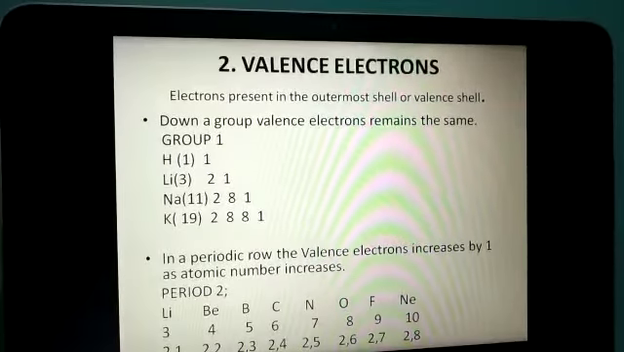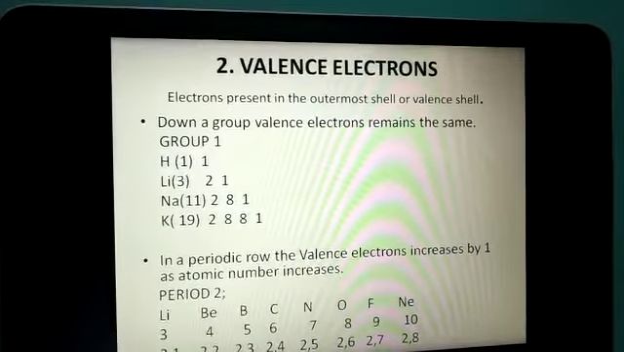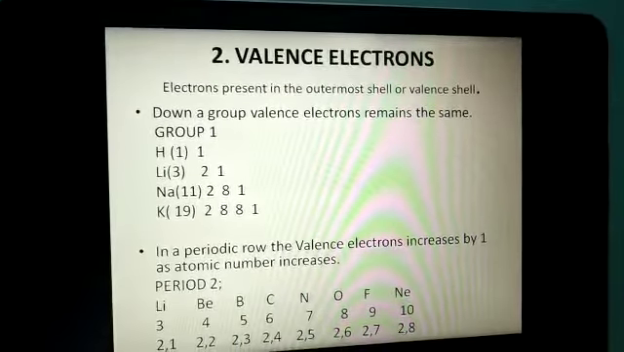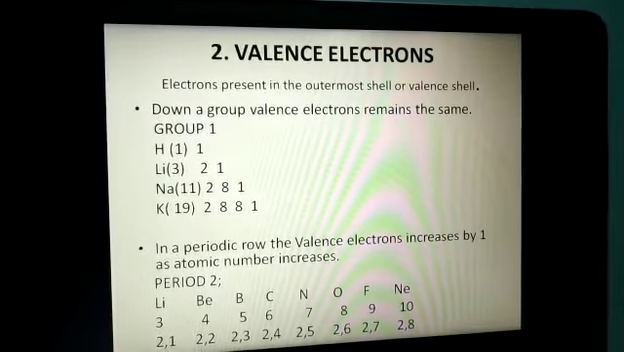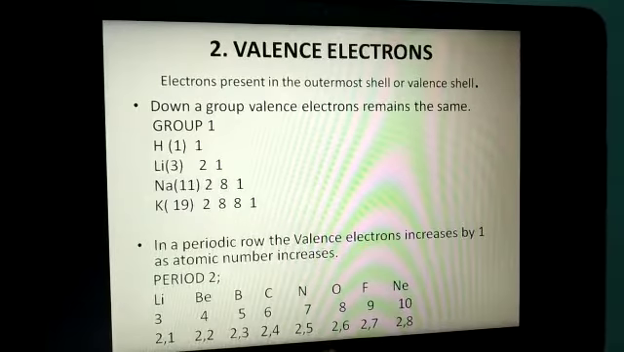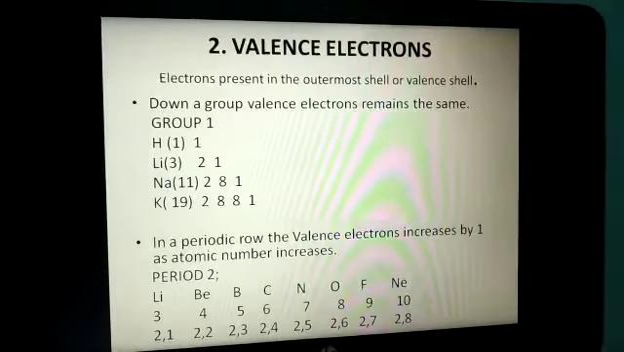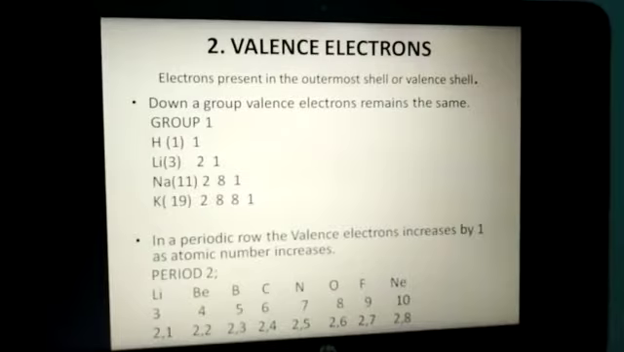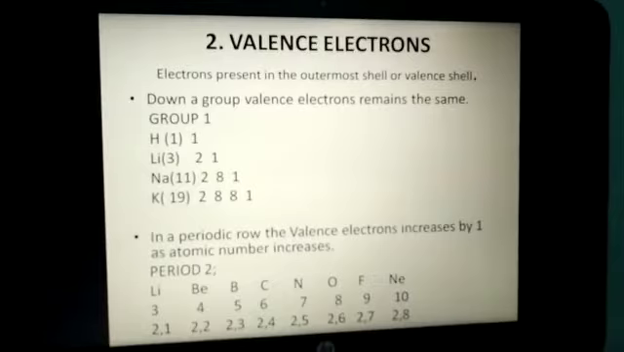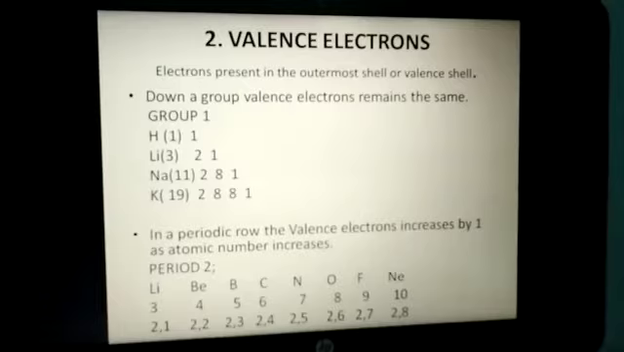Now the second trend is valence electrons. The valence electrons are the electrons present in the outermost shell or the valence shell of an atom. Down a group, the valence electrons remain the same. Let us see it. If we are going in group 1, the elements are hydrogen, lithium, sodium and potassium. They all have 1 electron in their valence shell. Though the number of shells is increasing down a group, the valence electrons remain the same. So the number of electrons in the valence shell is the same for a group.